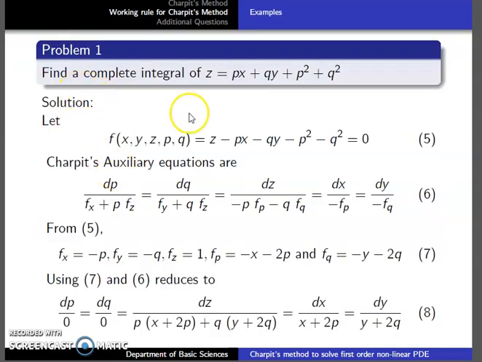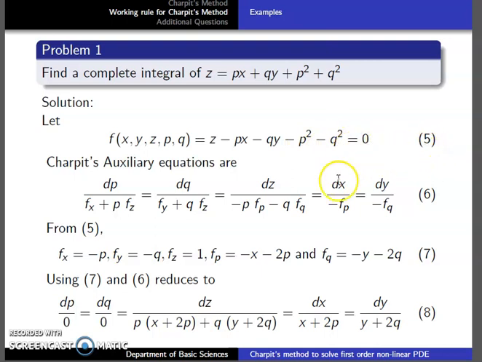Now we consider some examples of Charpit's method. Consider this question. Find a complete integral of z equal to px plus qy plus p square plus q square. Here first we have to transfer all the terms on the right hand side to the left hand side and denote that expression by f. That is, we have f of x, y, z, p, q equal to z minus px minus qy minus p square minus q square equal to 0.